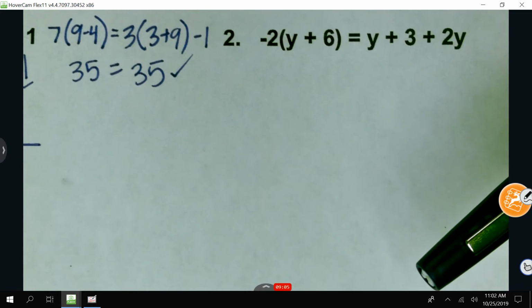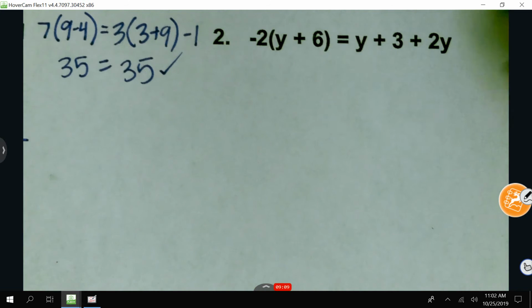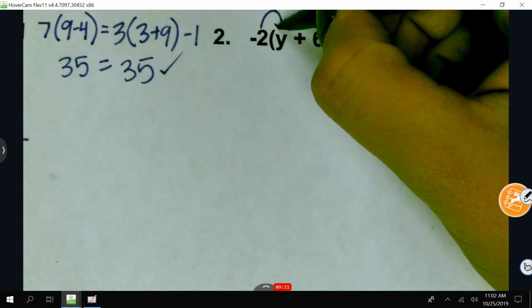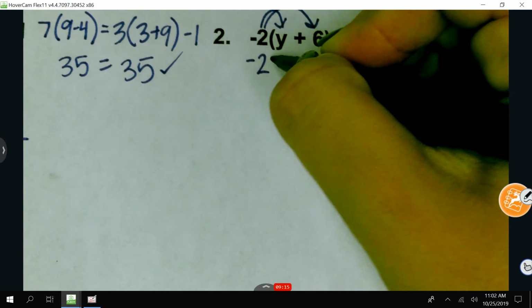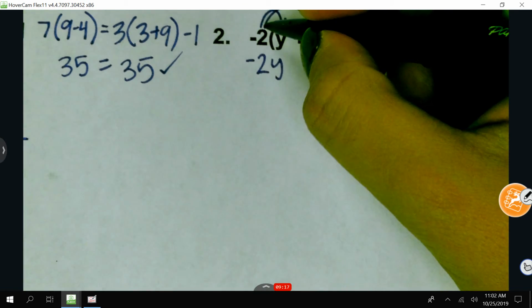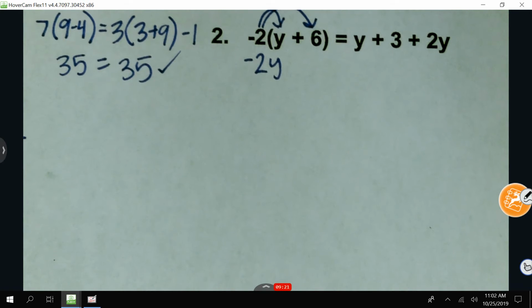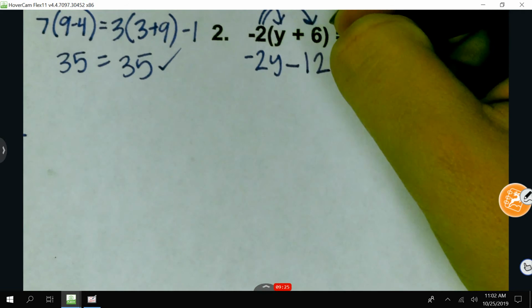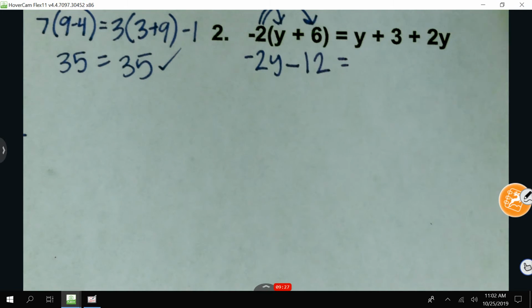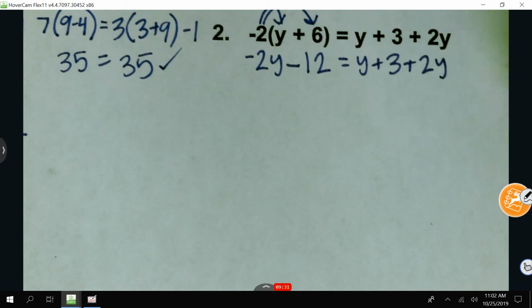Okay, what about number 2? What do I need to do first? Distributive property. So I'm distributing a negative 2. So I should have negative 2y plus negative 12. What's the same as plus a negative? Minus. I'm going to go ahead and just say minus 12. And then I have y plus 3 plus 2y.